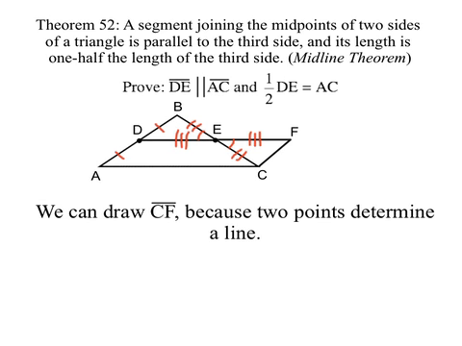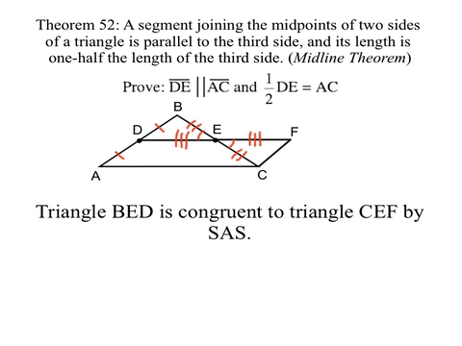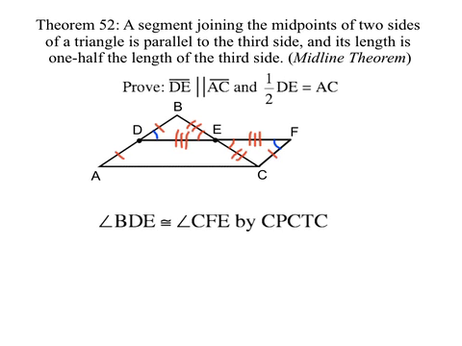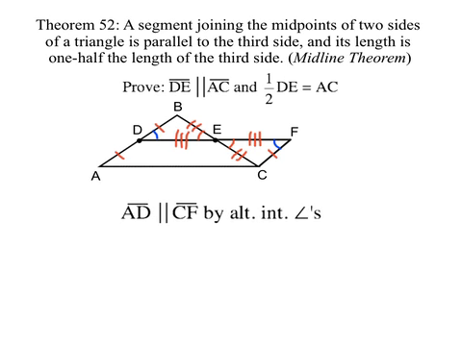And now we can connect points F to C because 2 points determine a line. And we have two triangles congruent by side angle side. And then by corresponding parts, we can now mark that DB and CF are congruent, and a pair of angles BDE and EFC are also congruent, and they're shown with a blue arc each. The two angles marked with blue arcs are alternate interior angles relative to segments AB and CF, and therefore we know that those two segments are parallel.